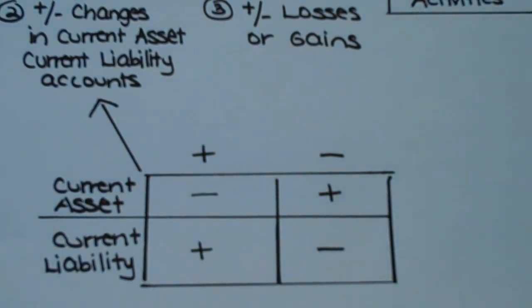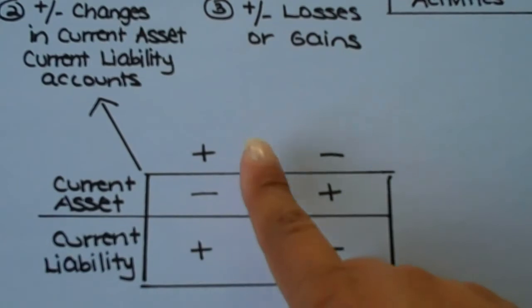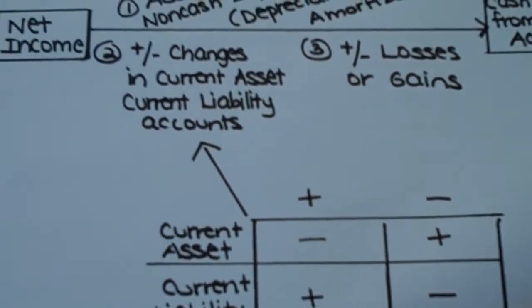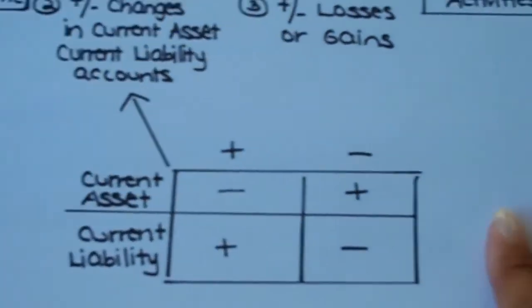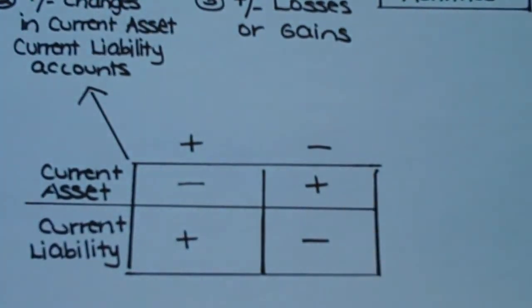If you had an increase in current liabilities, so for example, accounts payable, $100 last year, $200 this year, you had an increase, you're going to add that, whatever the change is, the $100, to net income. If you have a decrease in current liabilities, you would subtract that from net income.